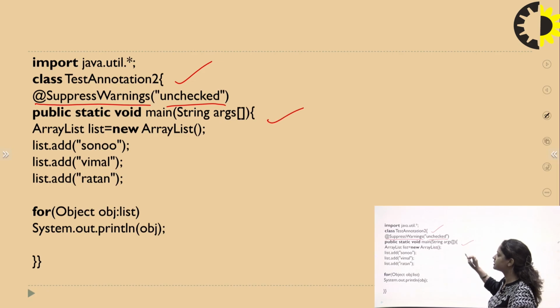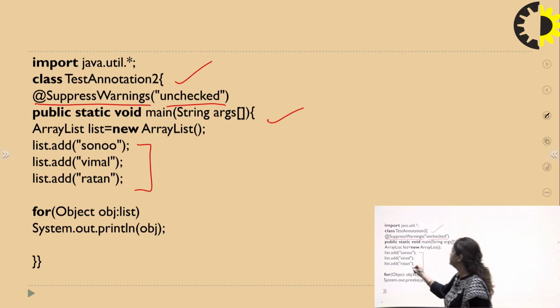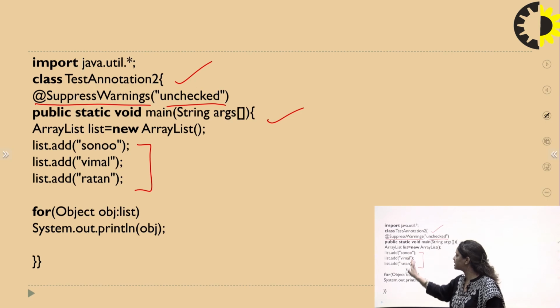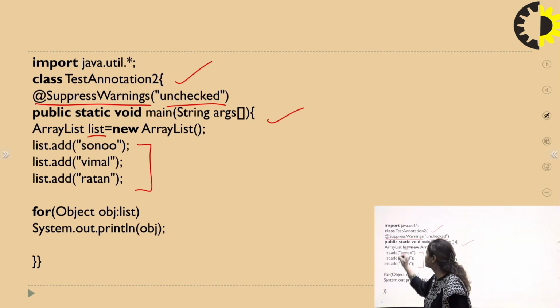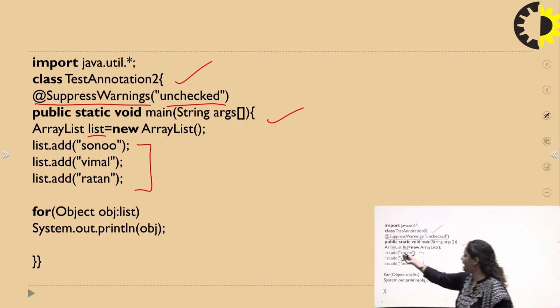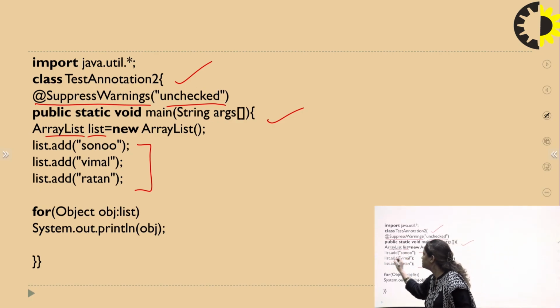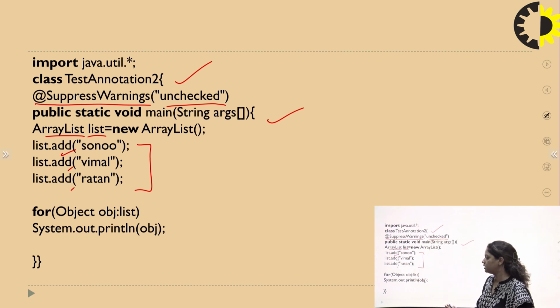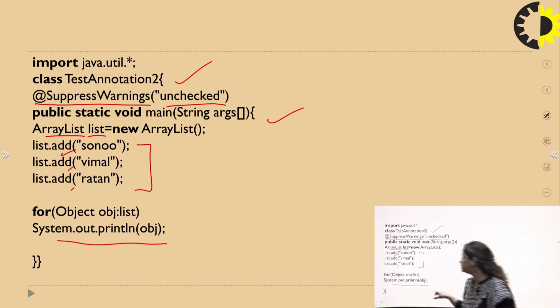Now the program is created where we are creating a list of some names like Sonu, Vimal and Ratan. We are adding this Sonu, Vimal and Ratan to a list named list. This is the name of the list variable. ArrayList is the class which will be holding the definition of this add method, and we are adding Sonu, Vimal and Ratan to this particular list. So simply we have created this list and we are just printing this list one by one. One by one element is printed. Sonu, Vimal and Ratan will be printed in the output.